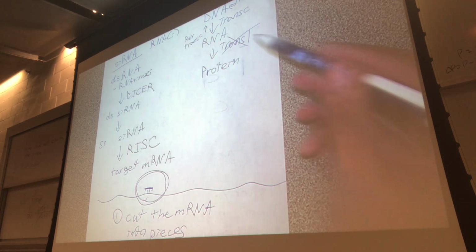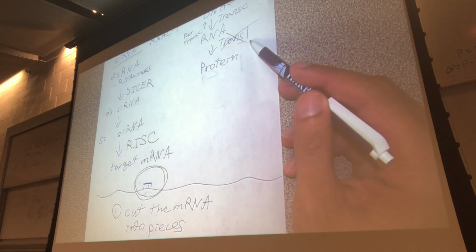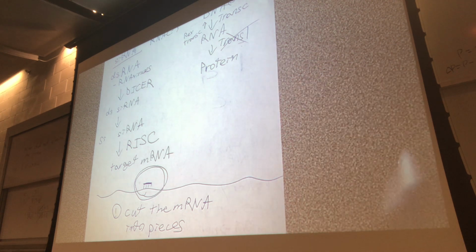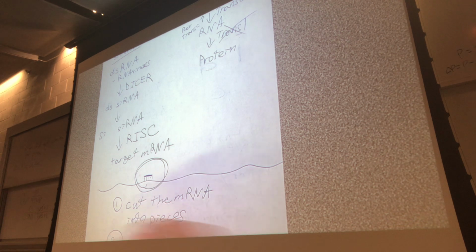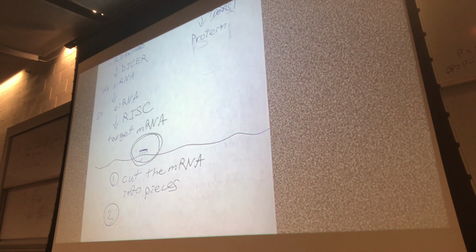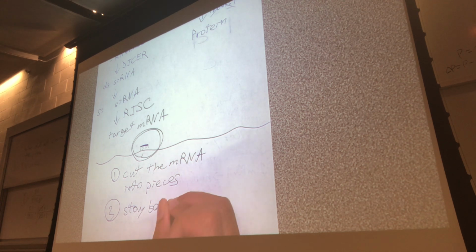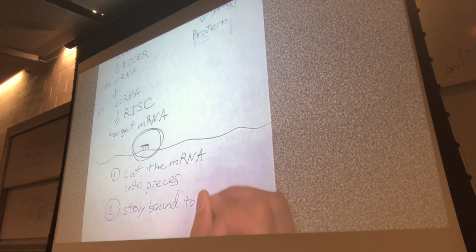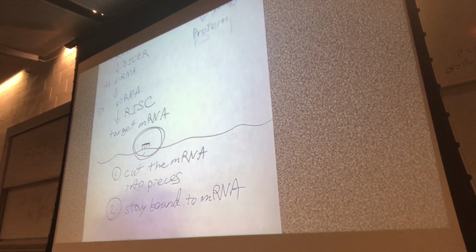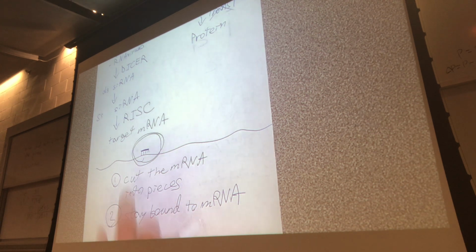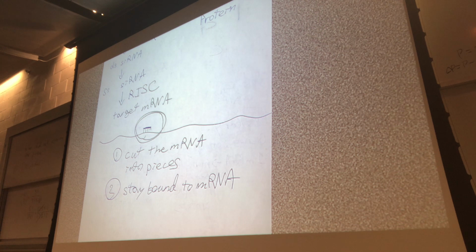If you cut the mRNA into pieces, you can't correctly translate it into a protein because it's in pieces. Two, even if the siRNA is not perfectly complementary to the target mRNA, if it's good enough, the RISC complex will stay bound to the mRNA, thus preventing it from fitting into a ribosome and preventing it from being translated into a protein. The end result of either of these is you're preventing the production of a protein.